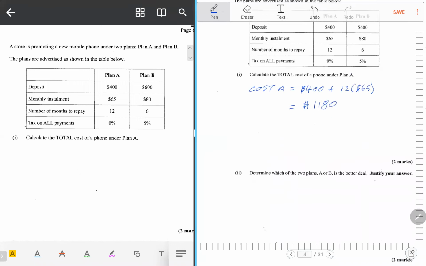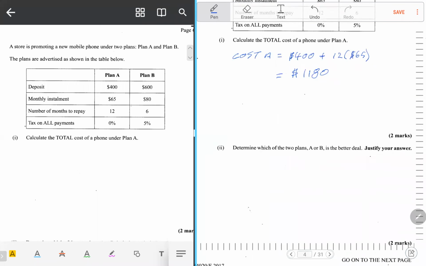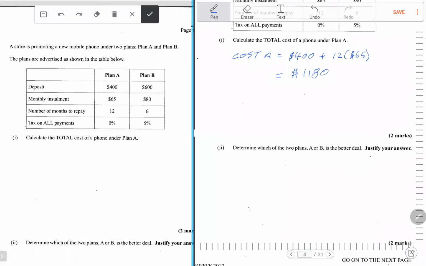The second part says we are to determine which of the two plans, A or B, is a better deal. So the better deal is the one that you basically get the phone for less overall. To determine which one is a better deal, we now have to work out what the cost would be under plan B. We worked out plan A already.